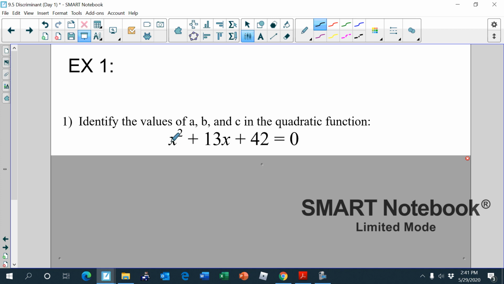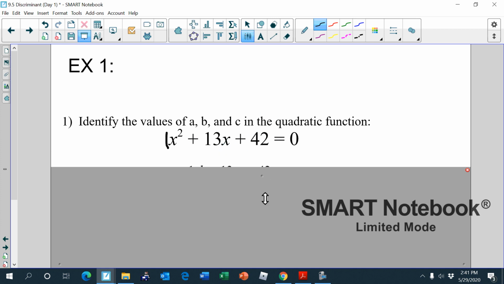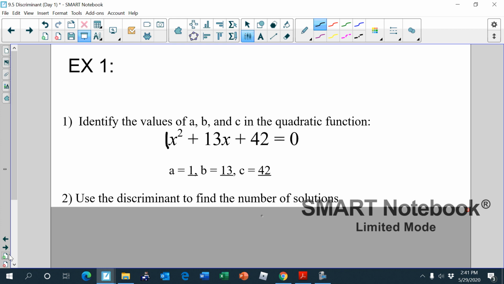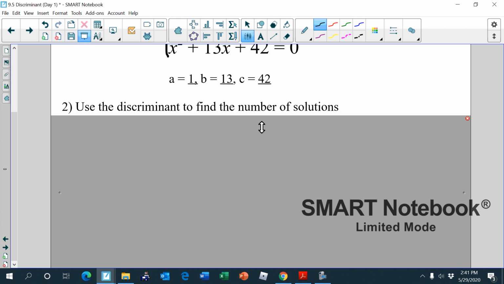All right, so remember, if there's nothing in front of the x squared, it's our invisible 1. The b always stands next to the x, and the 42, the c, always stands alone. So here we go. Our a is 1, our b is 13, and our c is 42. Now it says use the discriminant to find the number of solutions.